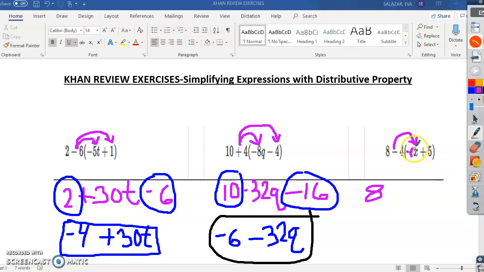So negative times a negative is a positive 4x. And a negative 4 times a 5, that would be negative 20.